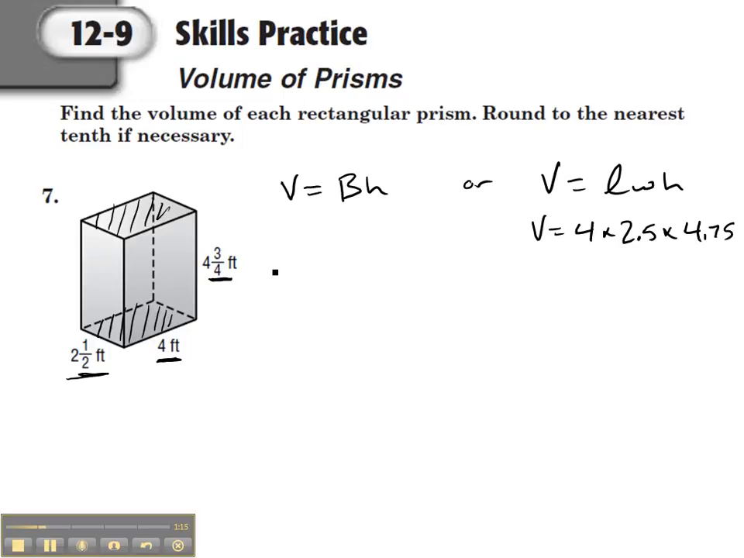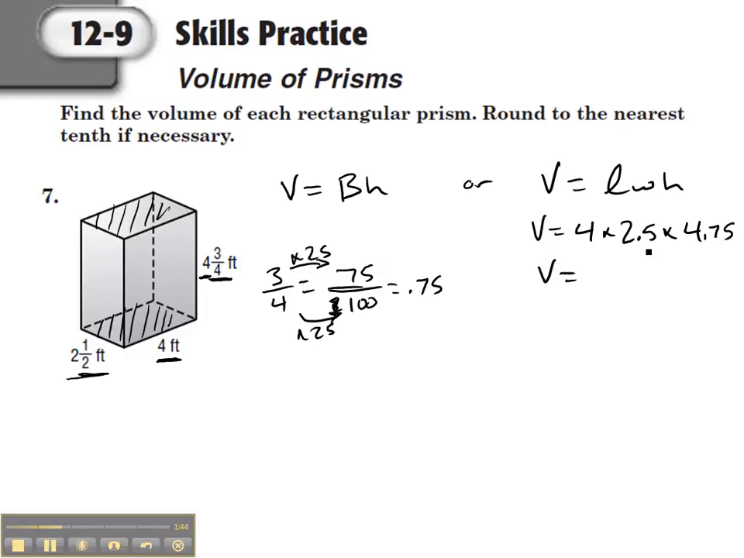If you weren't sure how to make that 3/4 into a decimal, remember we want the denominator as 10, 100, or 1,000. So to make it over 100, we would multiply by 25. 4 quarters in a dollar, 3 quarters would be 75. So 75 hundredths, or 0.75. So 4.75.